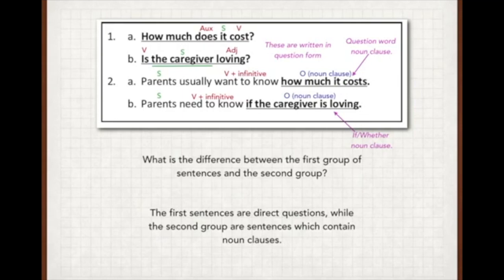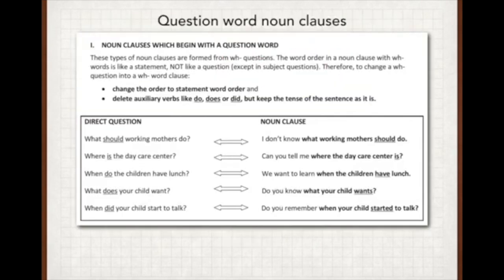Okay, let's start with question word noun clauses. Question word noun clauses are noun clauses which begin with a question word. So let's look at these examples. What should working mothers do? Now in this case, should is a modal verb, working mothers is the subject. In the sentence which contains the noun clause, we have I don't know, that's the first part. I is the subject, don't know is the verb, and then we have the noun clause, what working mothers should do.